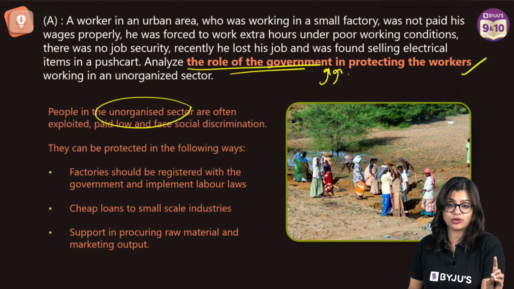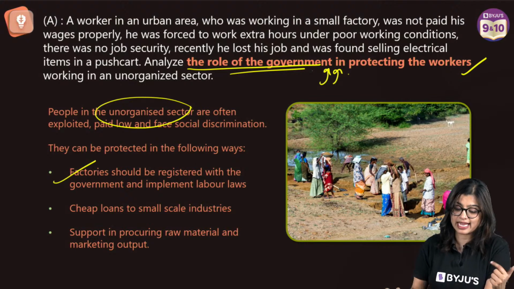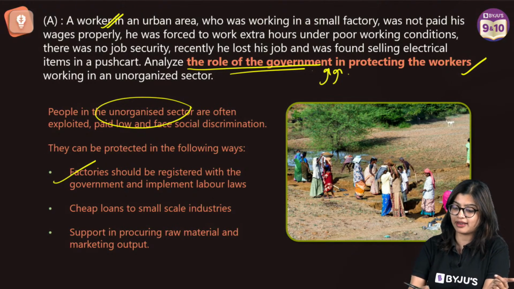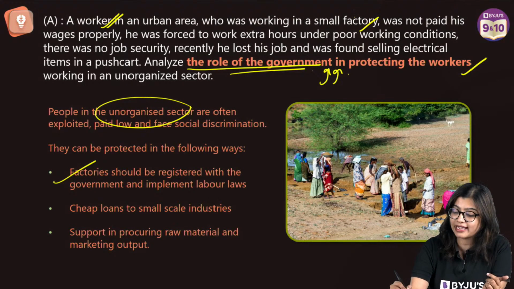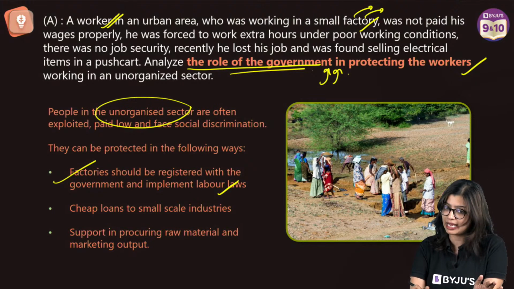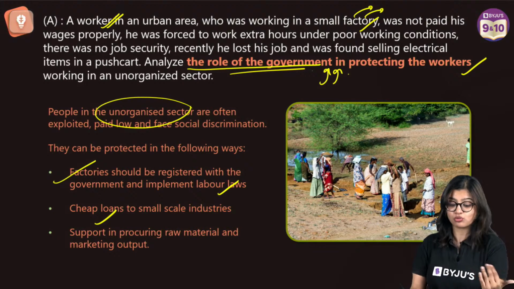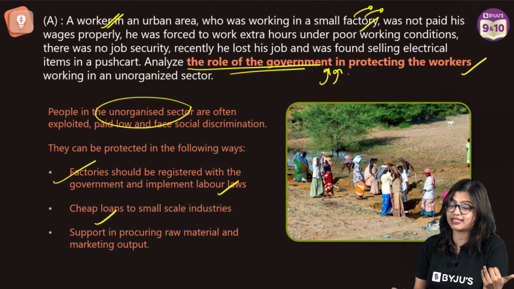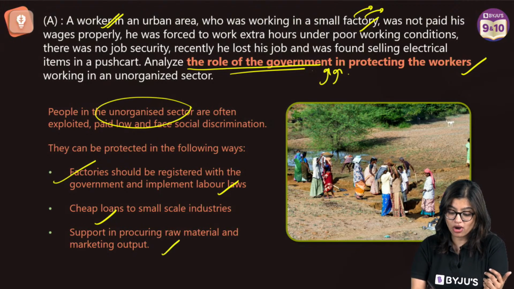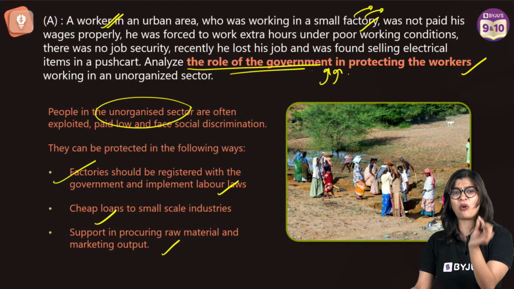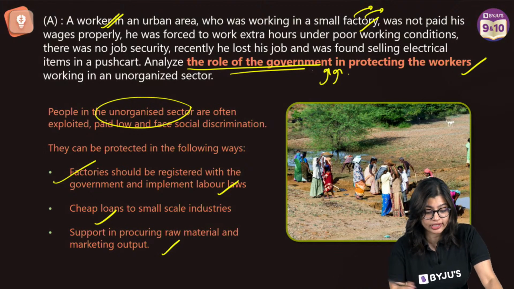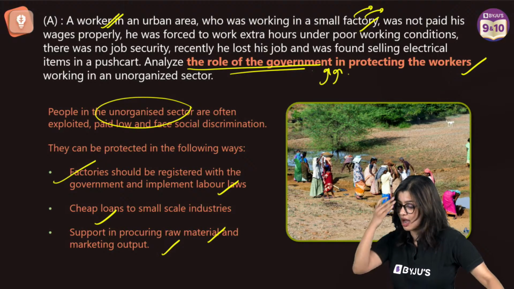So first and foremost, what do we know, right? We know that factories that are there, they need to be registered with the government, right? So if there is a worker in an urban area and he's working in a factory, this factory has to be registered with the government so that they can implement the labor laws, right? And we know that for small scale industries there must be provisions wherein cheap loans can be provided. Now along with that, in urban areas, this is one sentence that is there, wherein they say that they need to provide support in procuring raw material and marketing output.